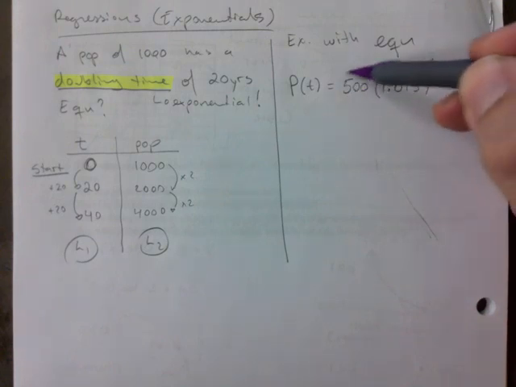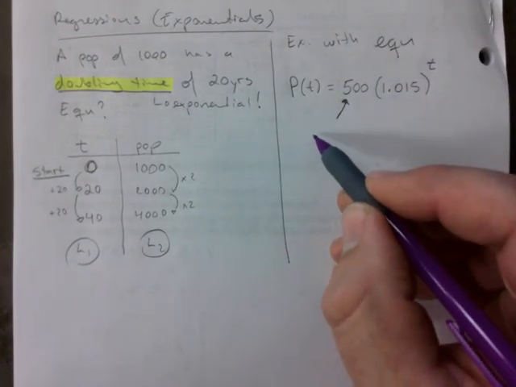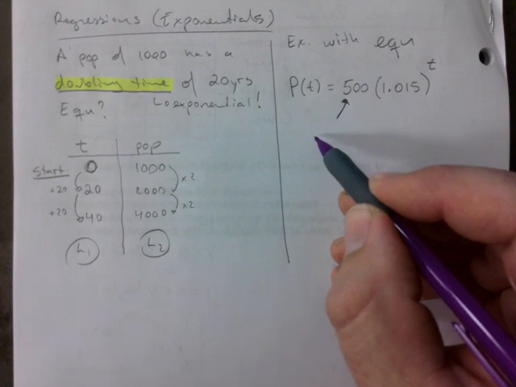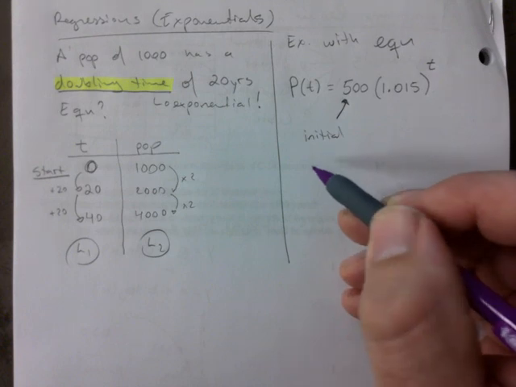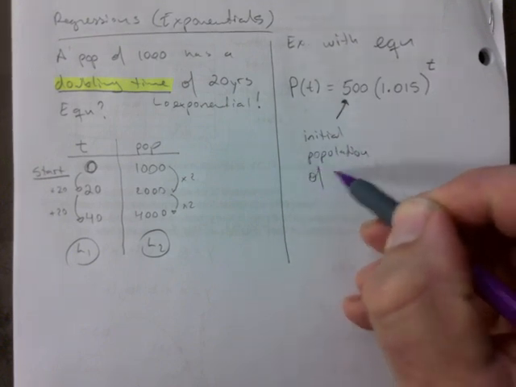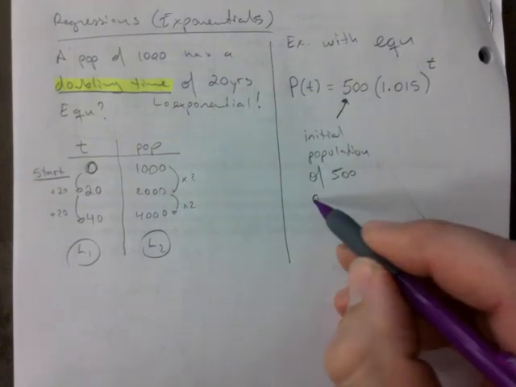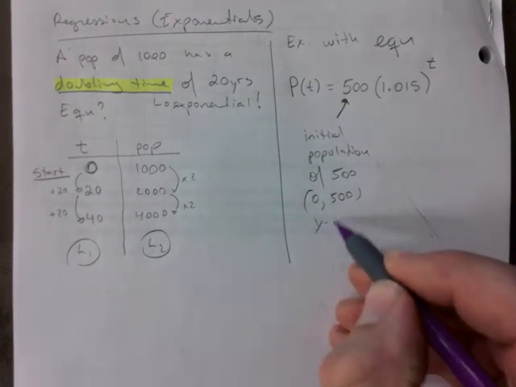What does this number represent? If I ever asked you, you would say A, that's A. No, within the context. Initial, in this case, population. You know that if you were to graph this, 0, 500 would be on there. When time is 0, 500, that's your initial population. That's also known as the y-intercept.